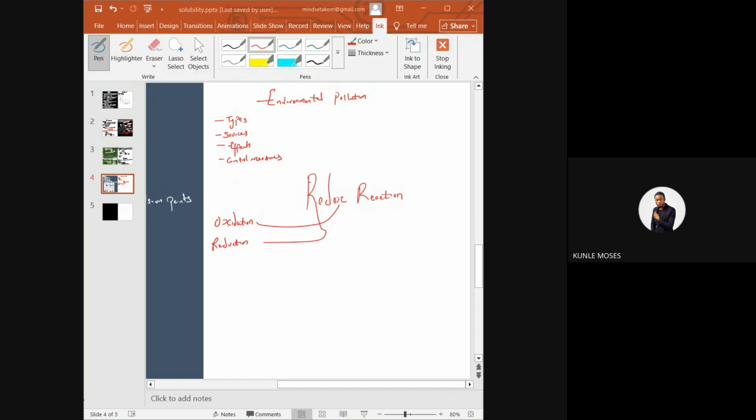So there are ways you can explain oxidation and reduction. We have in terms of electron loss, we have in terms of oxygen loss, and we have in terms of hydrogen loss. So those are the three ways we can explain oxidation and reduction. So let's start with in terms of electron. So when we talk about reduction, it is gain of electron.